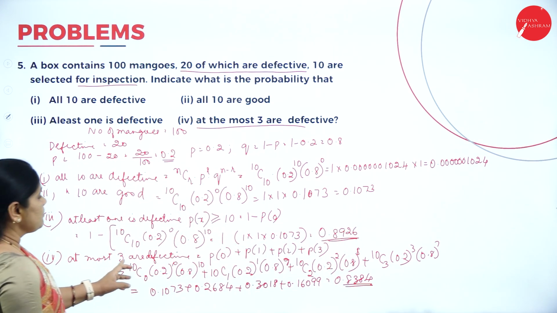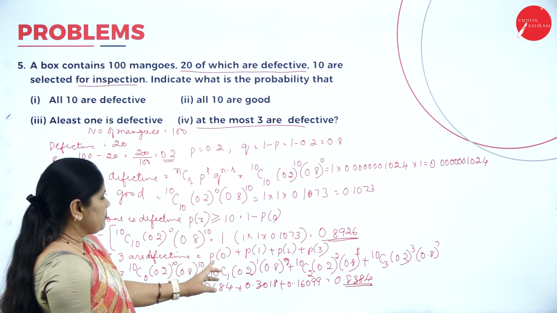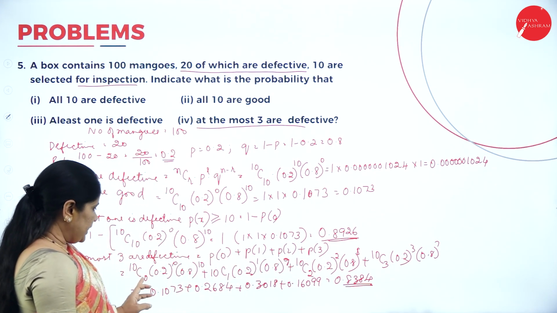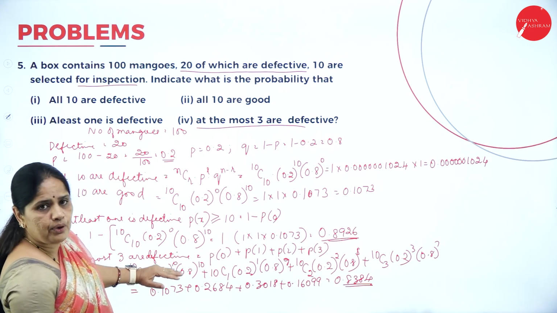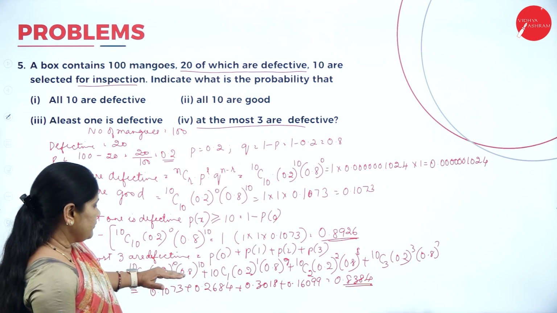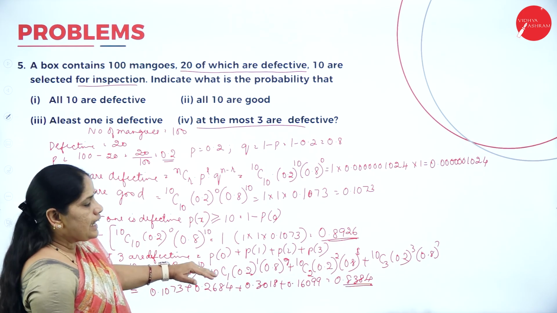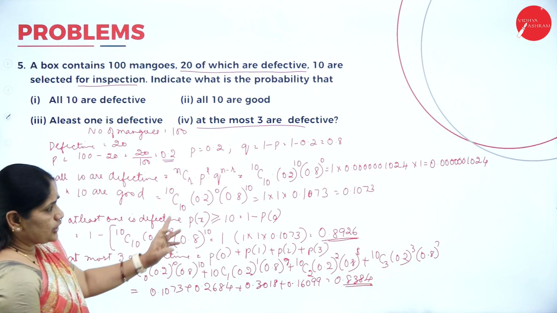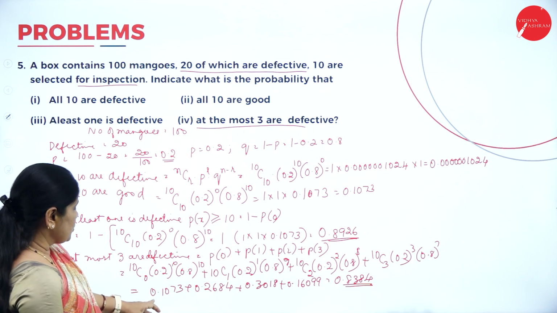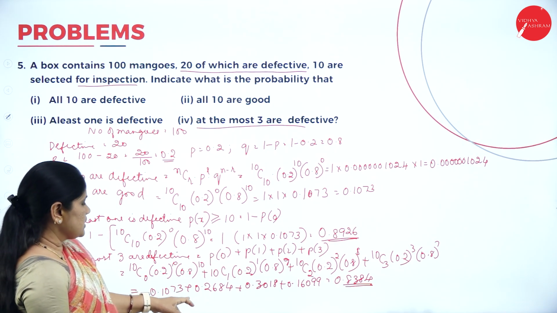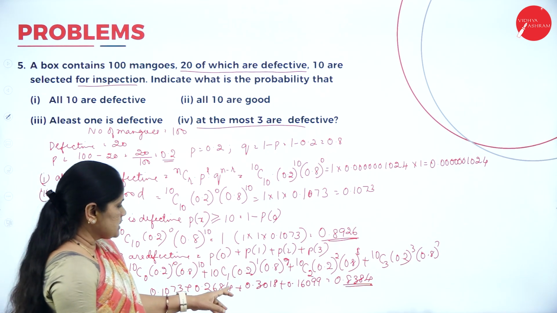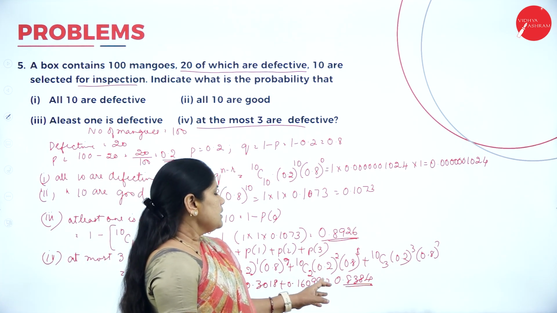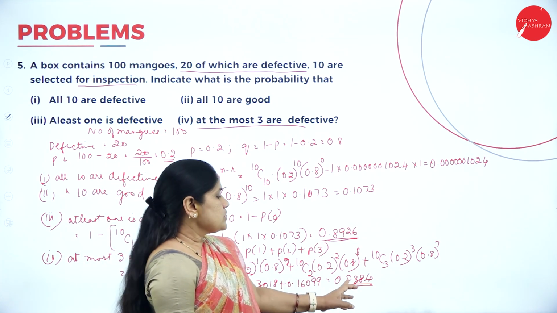Then at most 3 are defective. So P of 0 plus P of 1 plus P of 2 plus P of 3. We keep on adding to r for the first probability, and we keep on reducing the power of q for the next probability. So I get 0.1073 plus 0.2684 plus 0.3018 plus 0.2013.